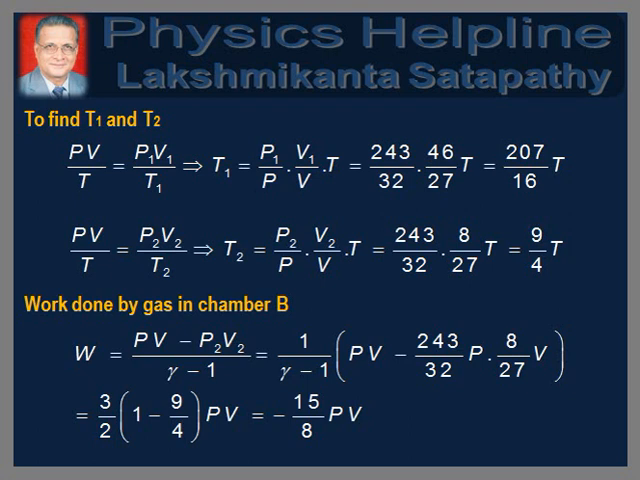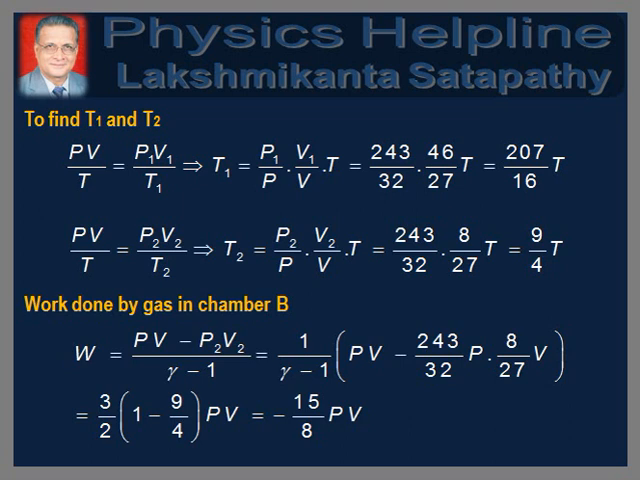To find T1 and T2, we proceed as follows. For gas A, PV by T is equal to P1 V1 by T1. This implies T1 is equal to P1 by P into V1 by V into T. Putting the values and simplifying, we get T1 is equal to 207 divided by 16 into T. Similarly, for gas B, T2 is equal to P2 by P into V2 by V into T. Putting the values and simplifying, we get T2 is equal to 9 by 4 into T.